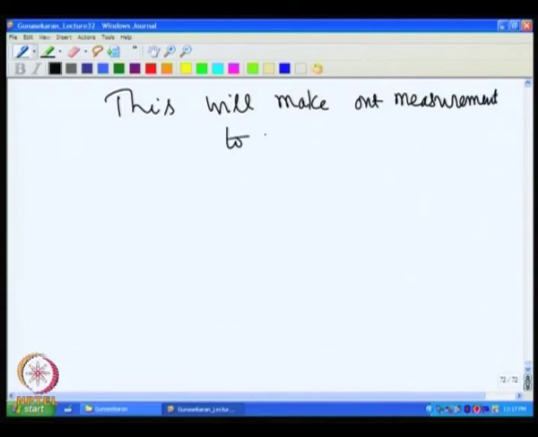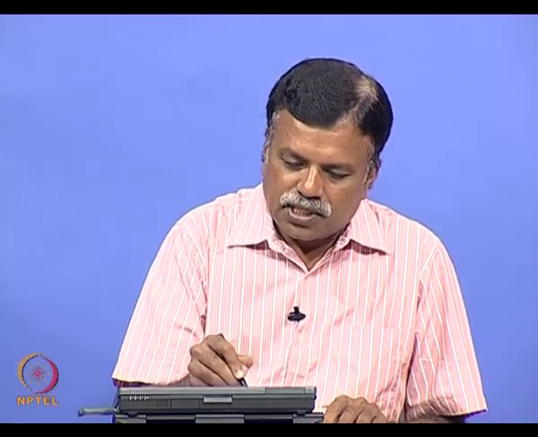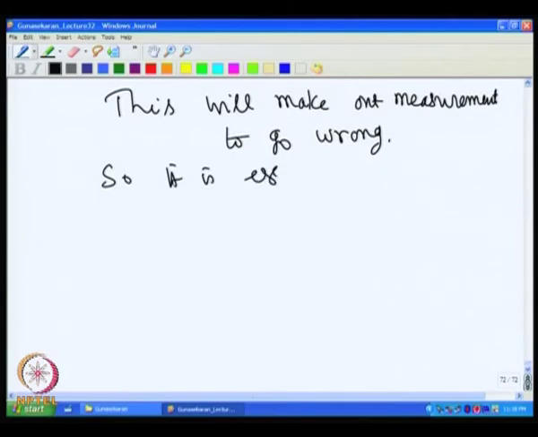So, if the dual slope ADC converter is to work, the capacitor should have very low dielectric absorption. It is essential that C has very low dielectric absorption.